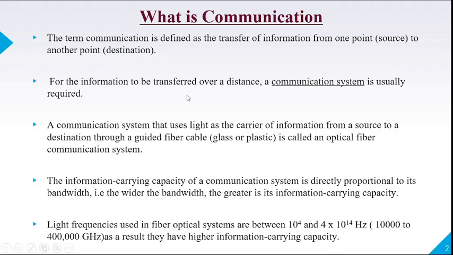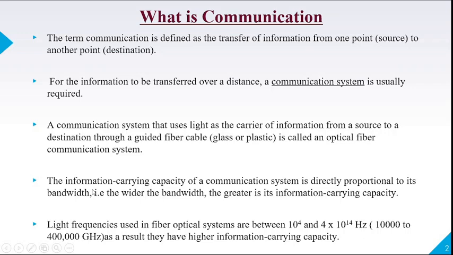Now for the information to be transferred over a distance, we need a communication system. A communication system that uses light as the carrier of information from a source to a destination through a guided fiber cable which is made up of glass or plastic is called an optical fiber communication system. It means in an optical fiber communication system, we use optical fiber cable made of glass or plastic as a communication channel. Light acts as a carrier and light passes through the optical fiber.